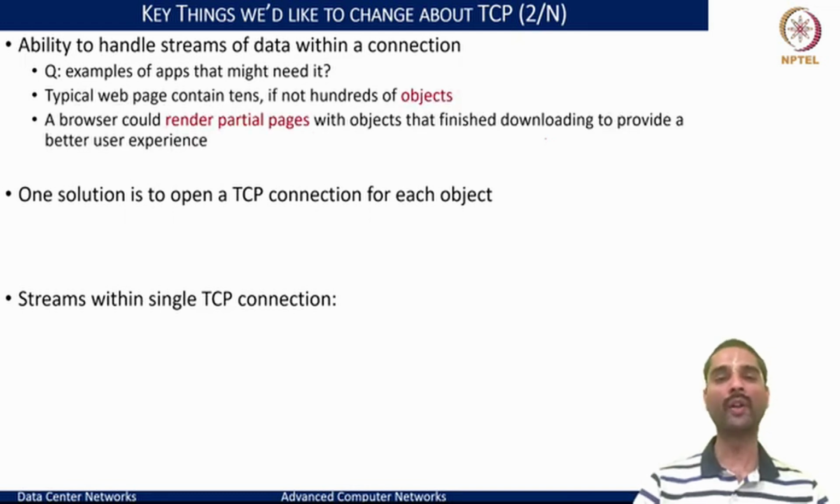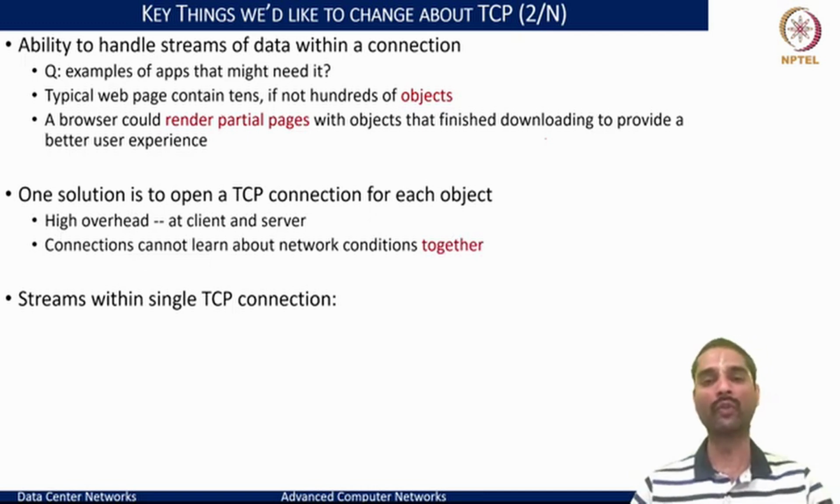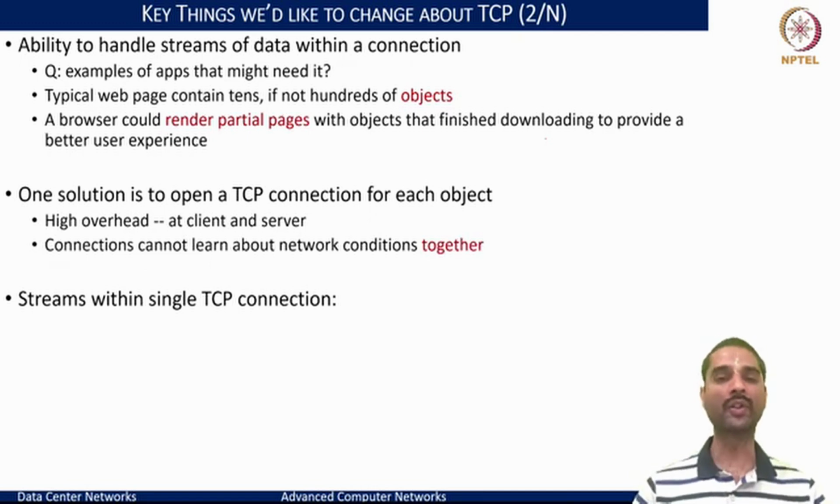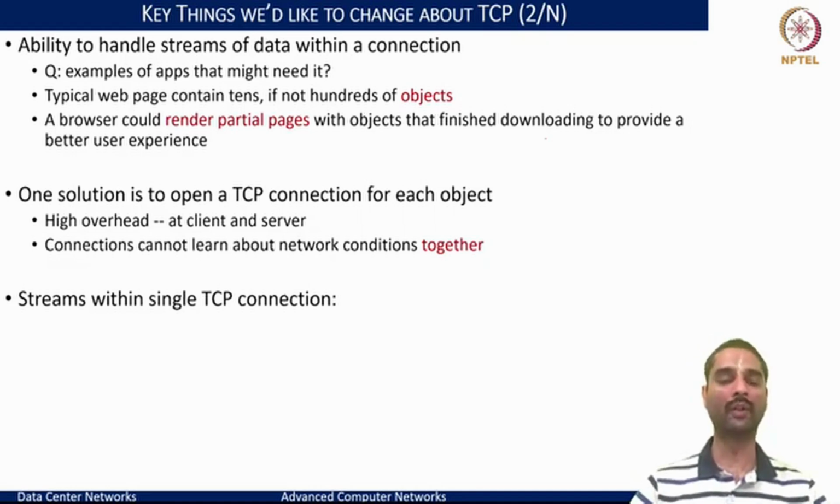But if you open multiple TCP connections, you end up with a lot more overhead at the client as well as the server, because the server and client have to maintain state for all of these connections. That may not be as much of a problem on the client, but on the server, which is going to serve many other clients, having multiple connections per client could become a bottleneck.